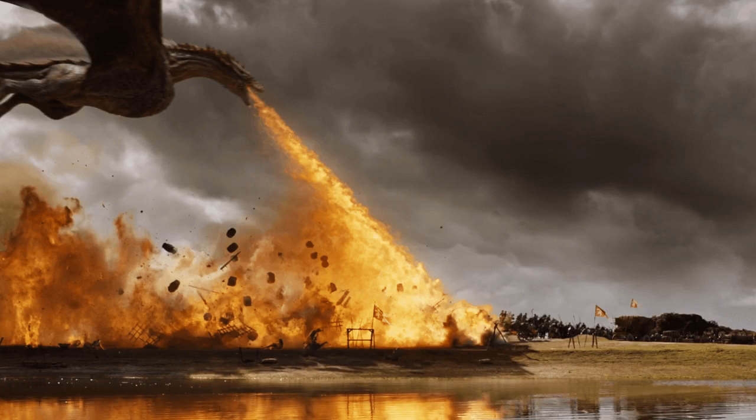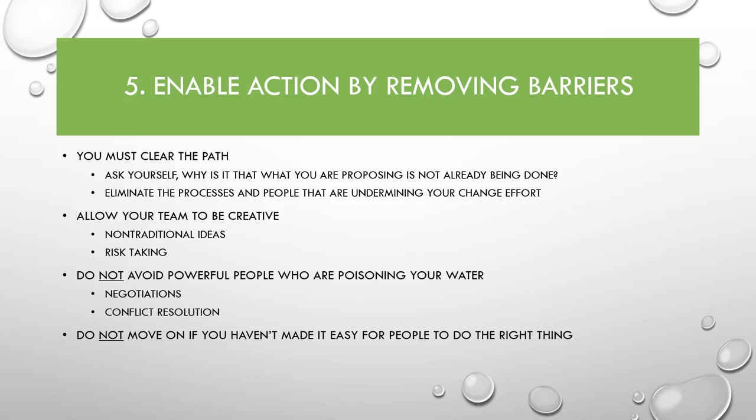Okay. The next step is to remove barriers. All right? Daenerys happens to have dragons, and she just blows everything up when there's a barrier. I don't suggest that you resort to violence if you run into barriers. However, it is really important that you figure out why it's so hard to do the right thing, right? What you conceive as being the right thing. If you don't figure that out, why is it that what you want to do isn't already being done, right? People always tell you there's good reasons it's not being done. Well, figure out what those good reasons are, and you must overcome them.